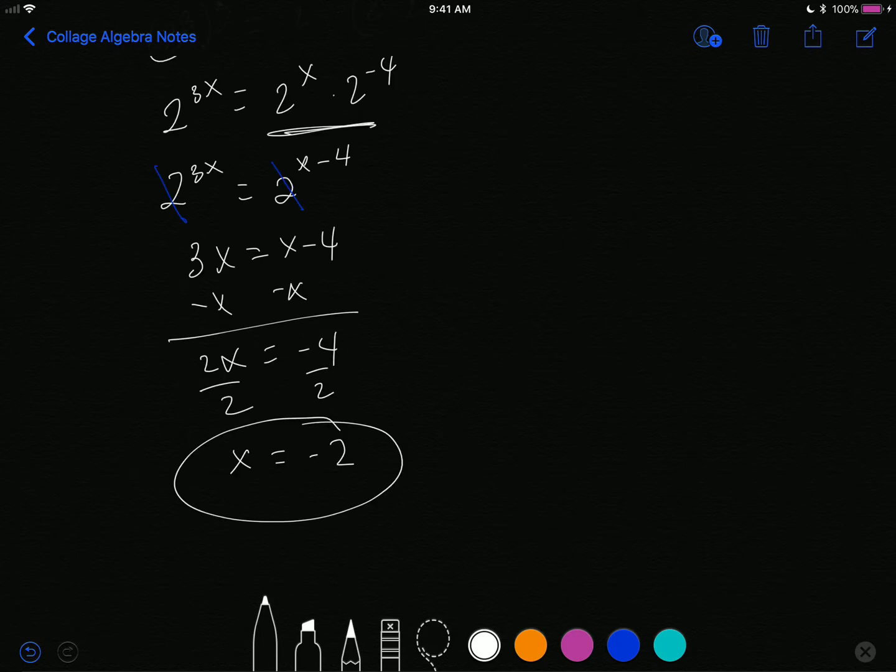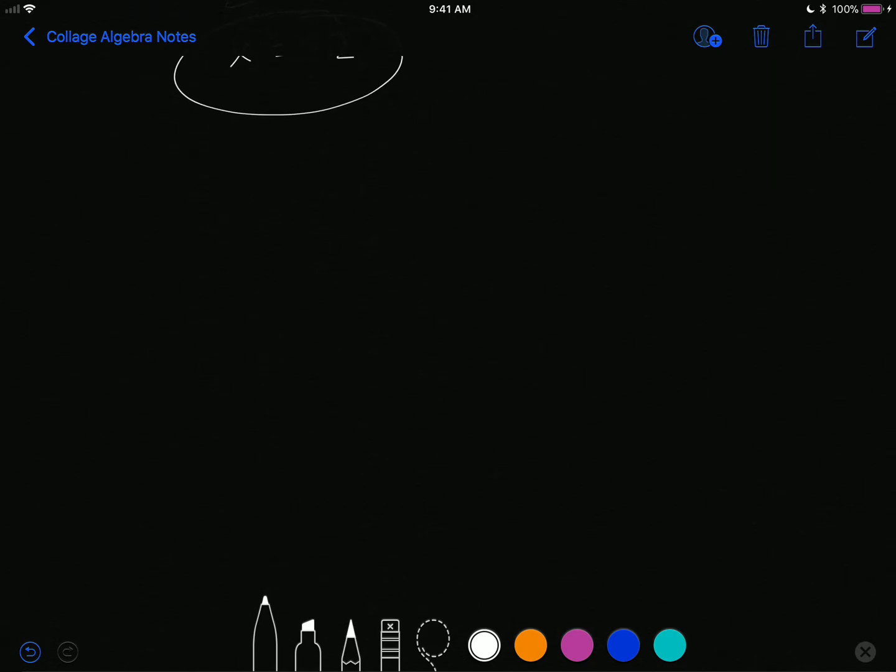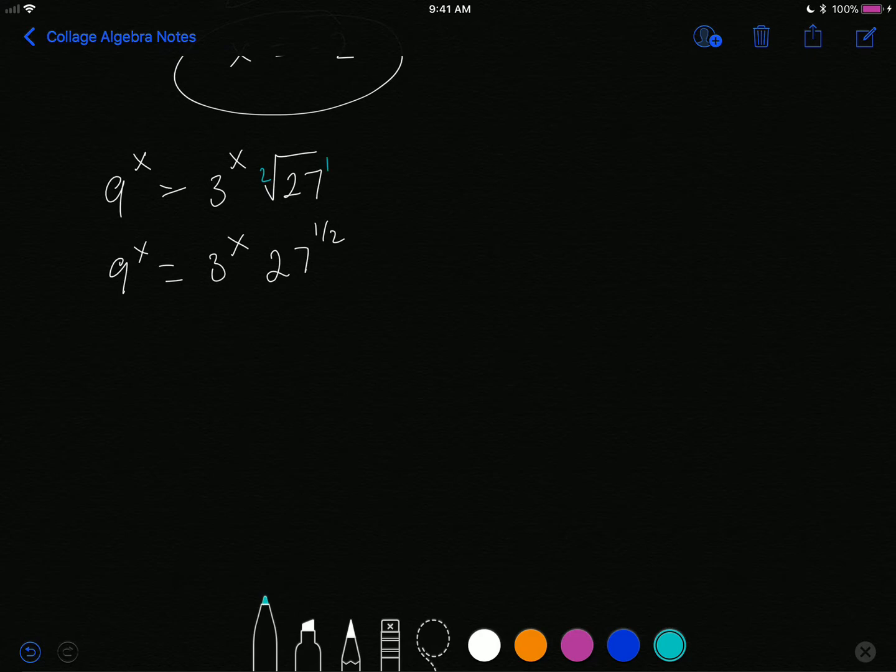Let's try one more example this time. So let's say I have 9 raised to the x is equal to 3 to the x times the square root of 27. And I'm trying to solve this equation right here. Well, I see a radical. And so 9 to the x is equal to 3 to the x times 27 to the 1/2 power. Remember, there's a hidden 2 right here and a hidden 1 right here, and the 2 goes below the 1, like so.